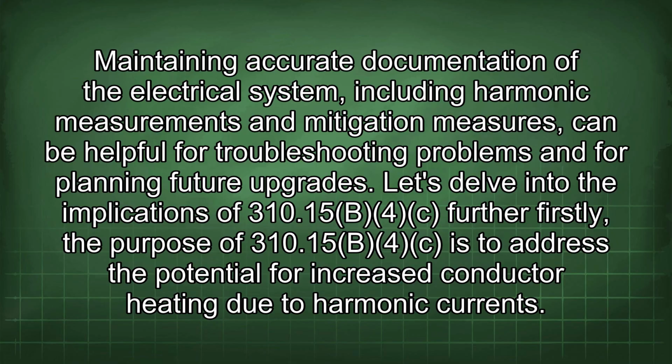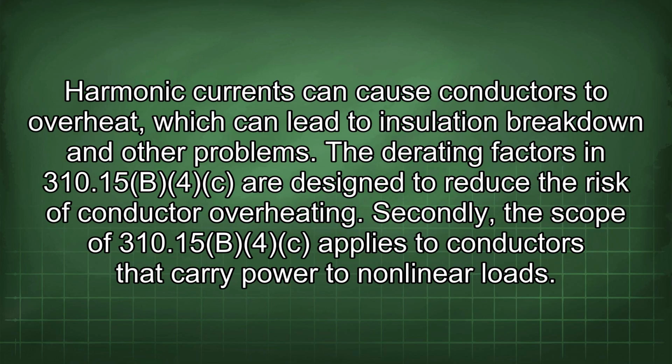Firstly, the purpose of 310.15(B) is to address the potential for increased conductor heating due to harmonic currents. Harmonic currents can cause conductors to overheat, which can lead to insulation breakdown and other problems. The derating factors in 310.15(B) are designed to reduce the risk of conductor overheating.